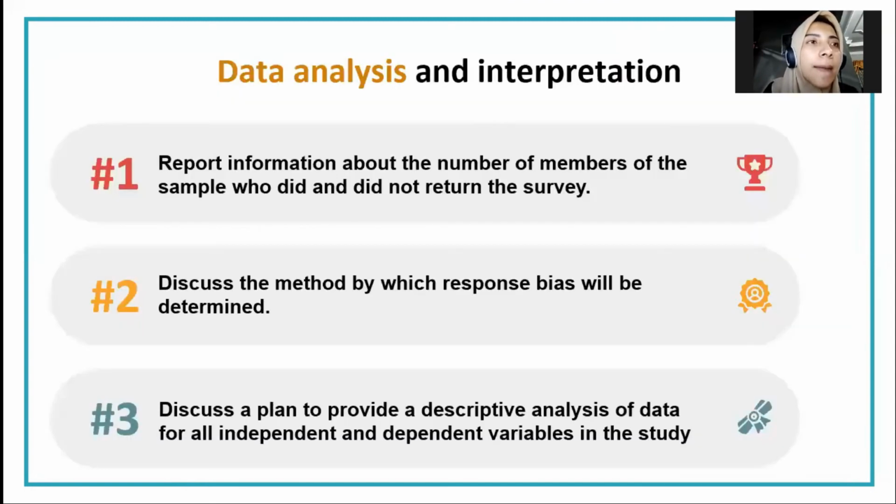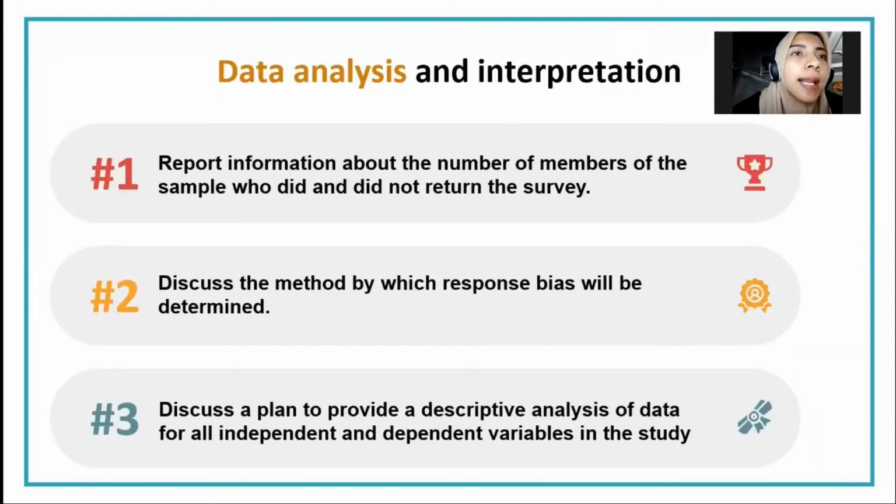Next, data analysis and interpretations. First, report information about the number of members of the sample who did and didn't return the survey. Second, discuss the method by which response bias will be determined. Third, discuss a plan to provide a descriptive analysis of the data for all independent and dependent variables in the study.